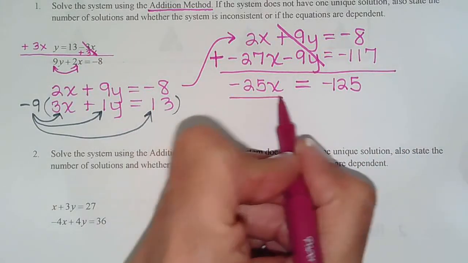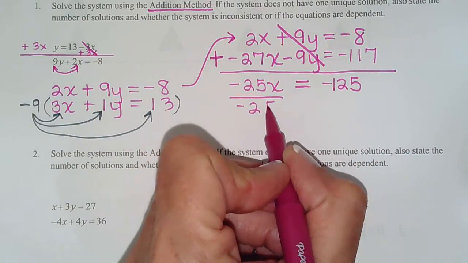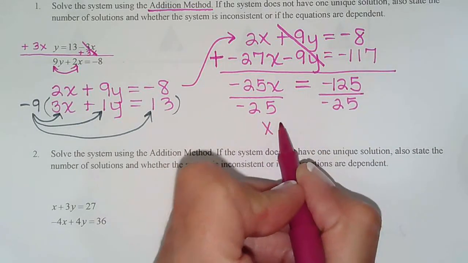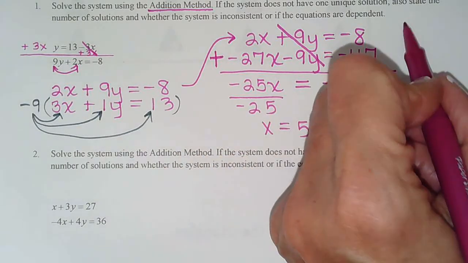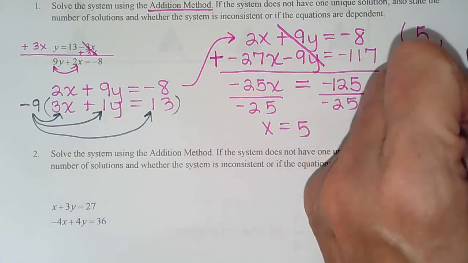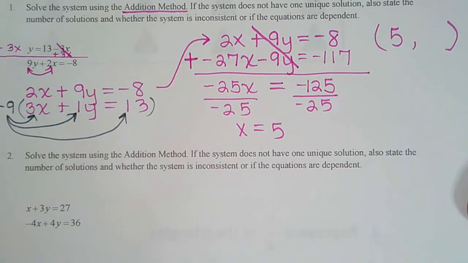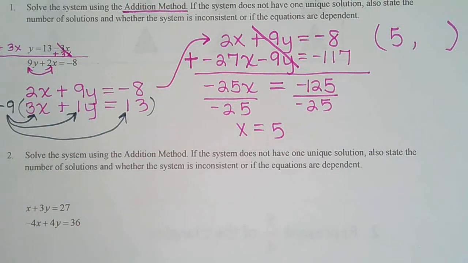So then we divide both sides by negative 25 to get our x alone. So we get x equals 5. So then I come up here and in the x slot, I put my 5. I get my point ready because remember, your final answer has to be written as a point.